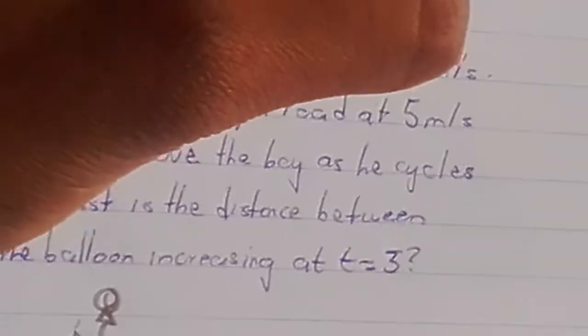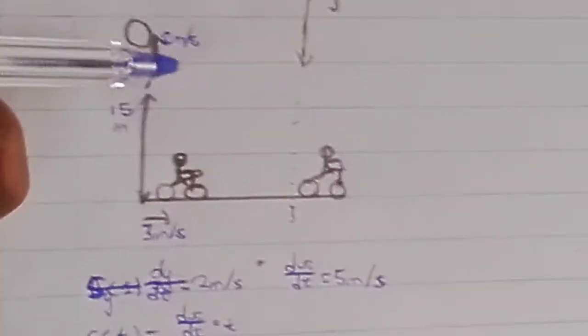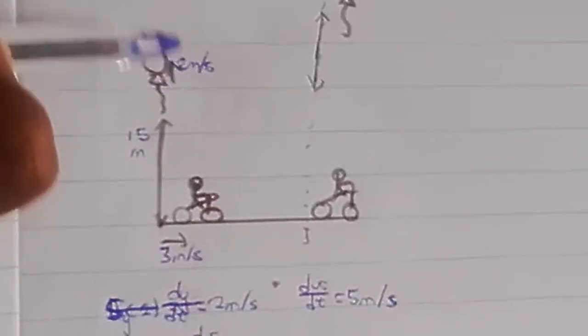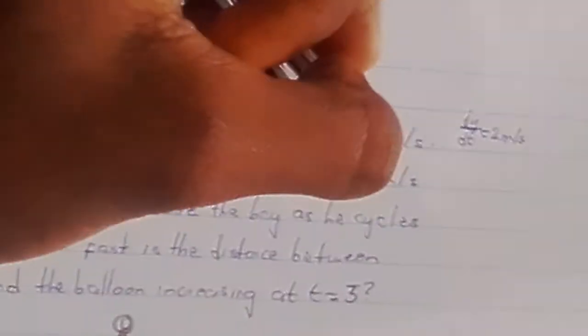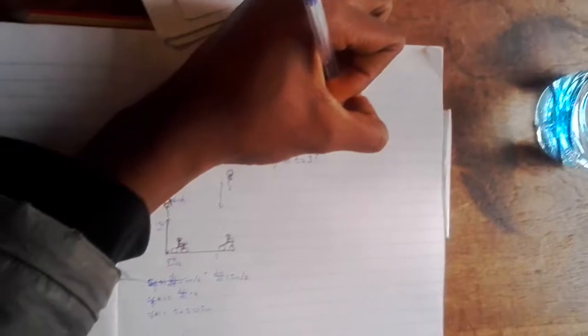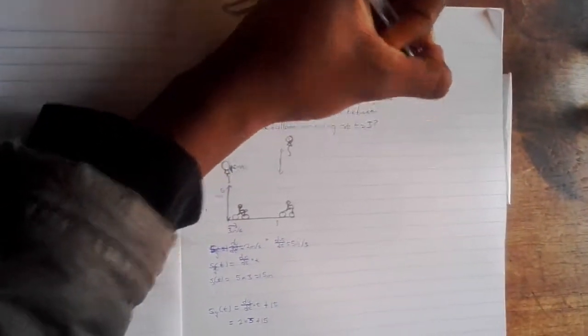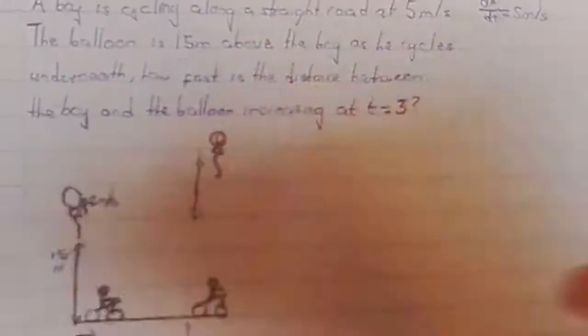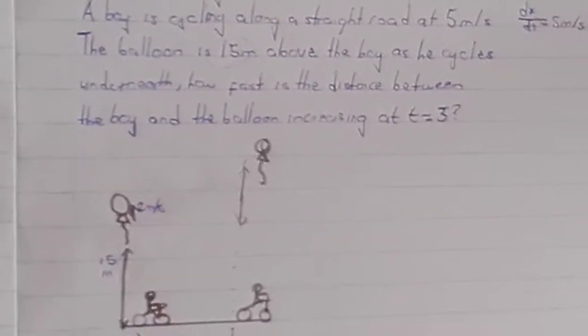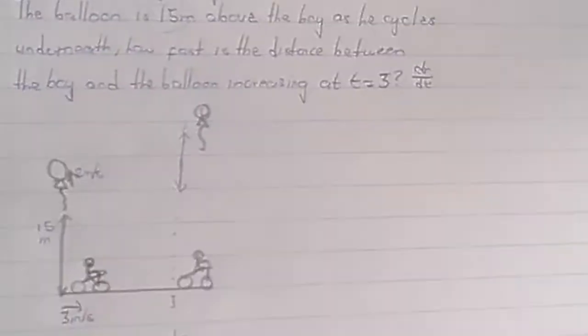For the sake of this question, since the balloon is going up, we'll make this the vertical. Therefore, this will be dy/dt equals 2 meters per second, making this one dx/dt equals 5 meters per second. Now we're told to find the rate, which is how fast the distance between the boy and the balloon is increasing at t equals 3, which is basically dr/dt, this rate at this specific time.